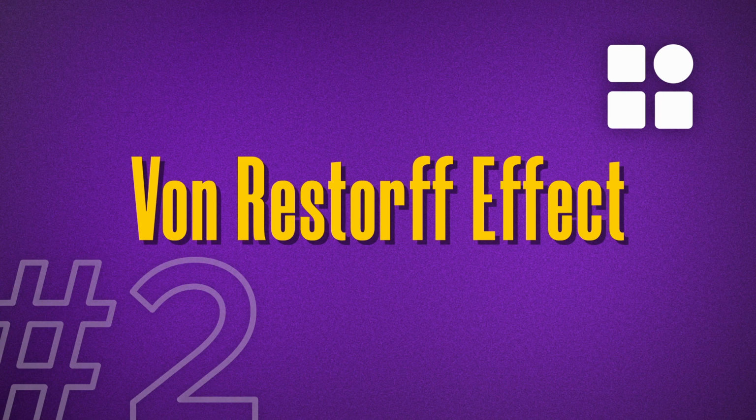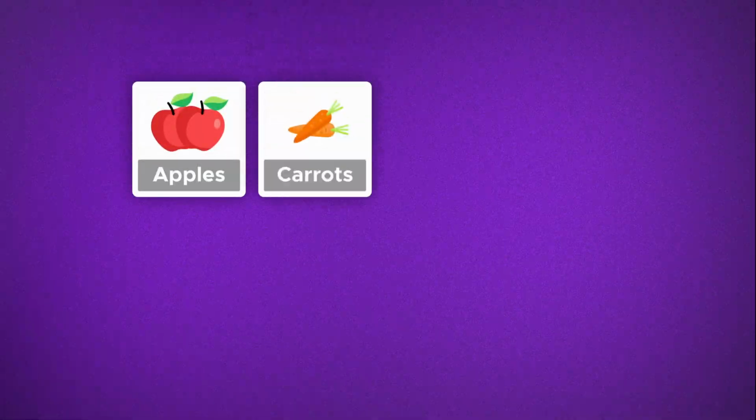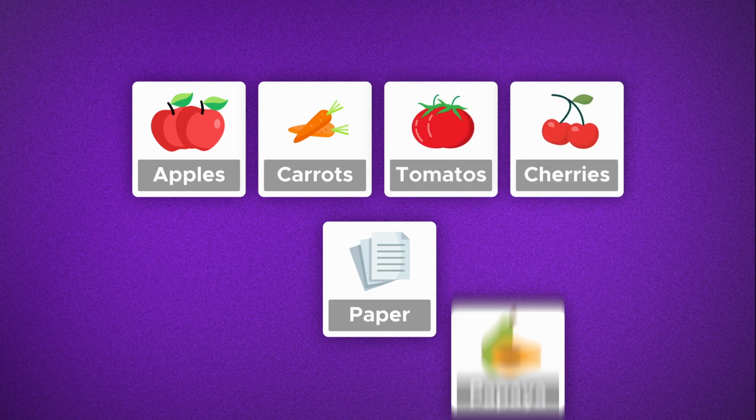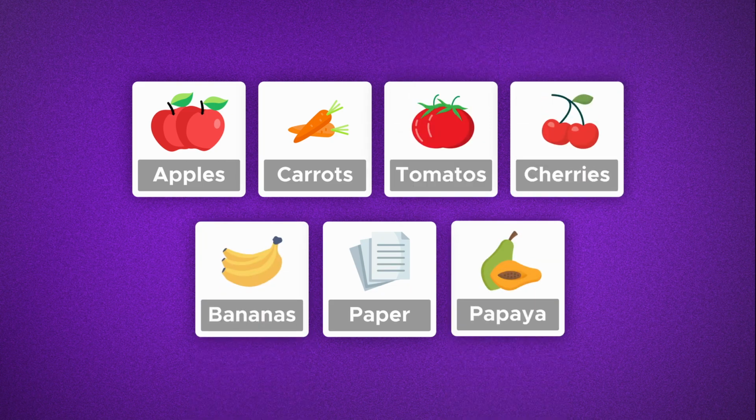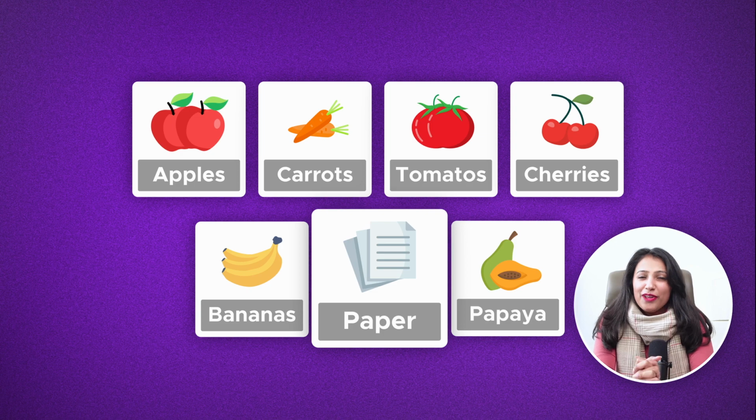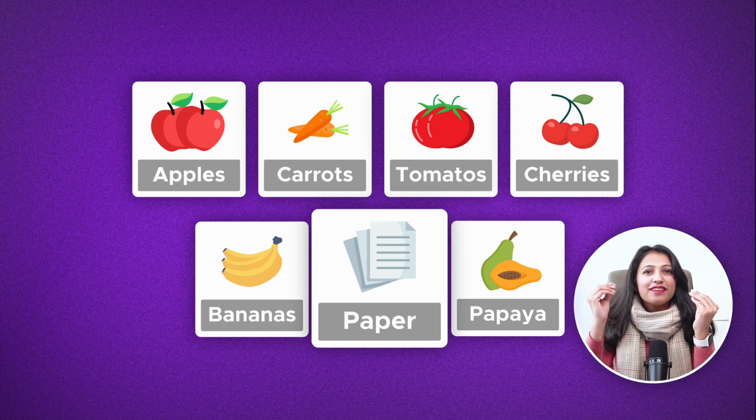Von Restorff Effect. Let's understand this with an example. Let's say I give you a list of items. Apples, carrots, paper, tomatoes, cherries, papaya, banana. Which one do you think stands out the most? Paper, right? Why do you think that is the case? Because it's the weirdest one in the list.